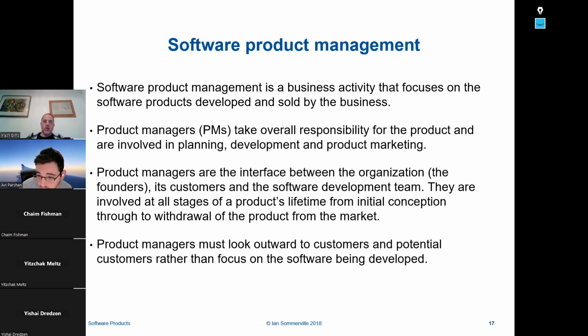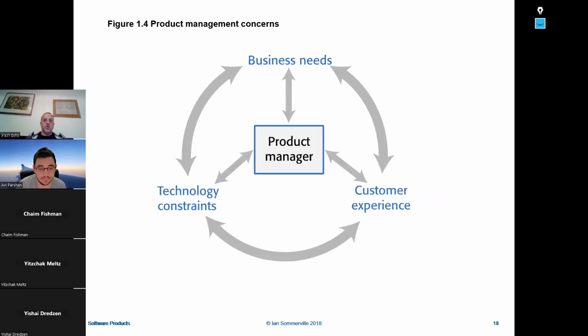Product managers must look outward to customers and potential customers rather than focus on the software being developed. Right, they're always having their finger on the pulse of what the market is, making sure that what they're doing is still relevant. So the product manager relates to the business needs, the technological constraints, and the customer experience. He makes sure that the product is doable and useful and not too complicated.